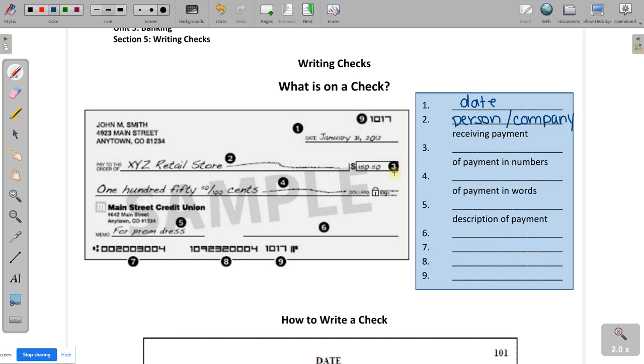Three, this is the amount of payment in numbers. And then again, the same information, the amount of payment, but now using words. Then number 5 here, this is the memo. Now, memo is just a description of the payment. 6 is your signature.